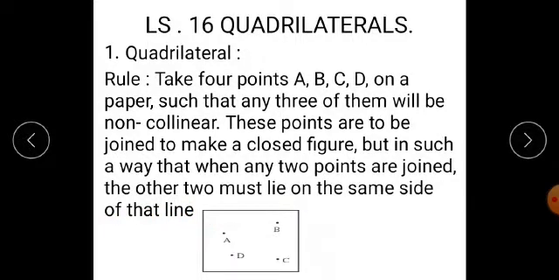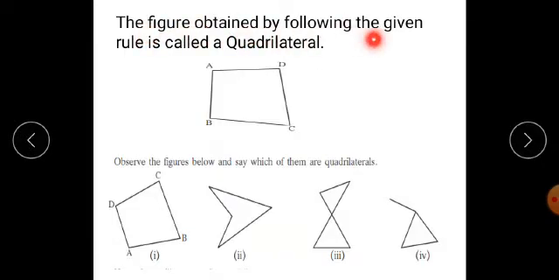I repeat, you have to follow one rule. Take 4 points A, B, C, D on a paper as shown in the following figure, such that any three of them will be non-collinear. These points are to be joined to make a closed figure, but in such a way that when any 2 points are joined, the other two must lie on the same side of that line. The figure obtained by following the given rule is called a quadrilateral.